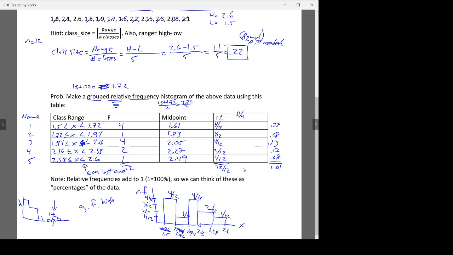So just one other note, that these relative frequencies, they do add to 1 or 100% or really close to it. So you can think of them as percentages of the data. Like you could say, oh, 33% of the data is in the first class, 8% of the data is in the second class, 17% of the data is in, or 1/6 of it is in the fourth class, and 8% is in the fifth class. So it's a way to think of things.